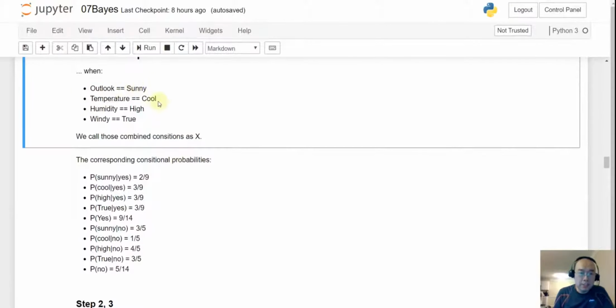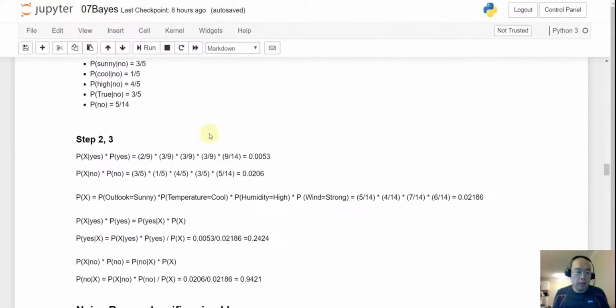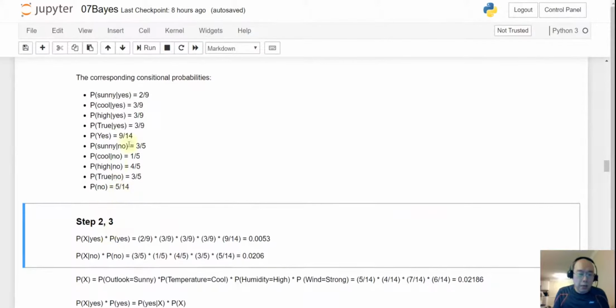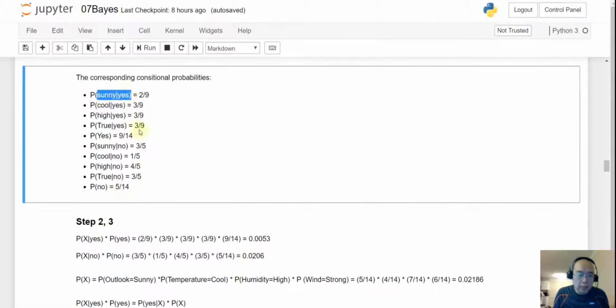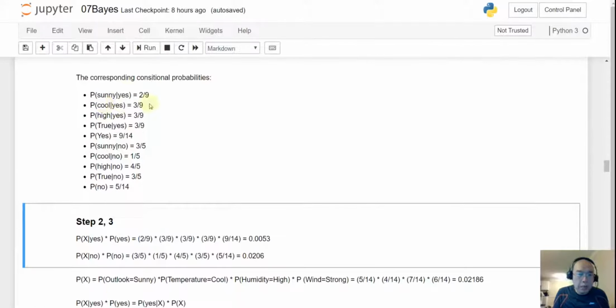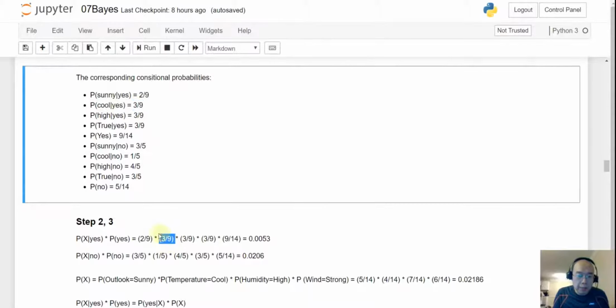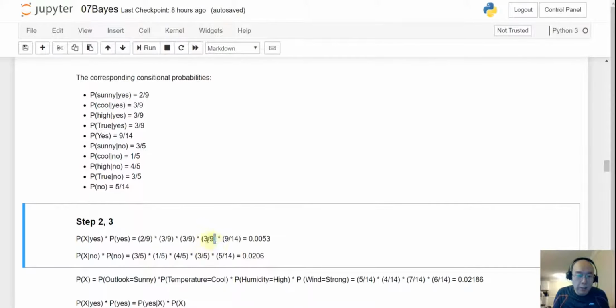So this condition, sunny, cool, high, and true, is combined as x. Okay, so the next part. Given all the features combined and then it is a yes, multiplied by the yes will be, okay, the first one is sunny yes, right? Sunny yes, and 2 divided by 9, it is here. And the next one, cool, yes, and this is 3 divided by 9, this is here. And then 3 divided by 9 and 3 divided by 9. And eventually the probability of yes is 9 divided by 14.